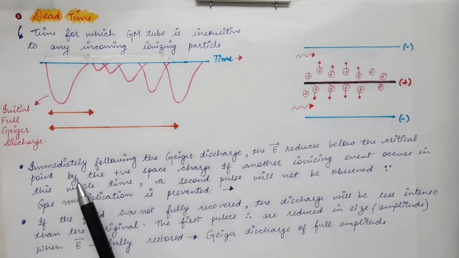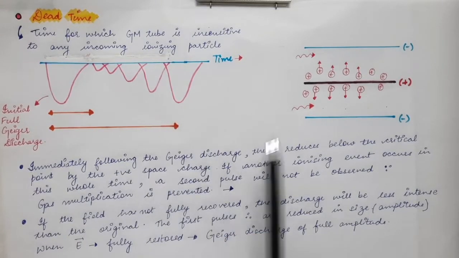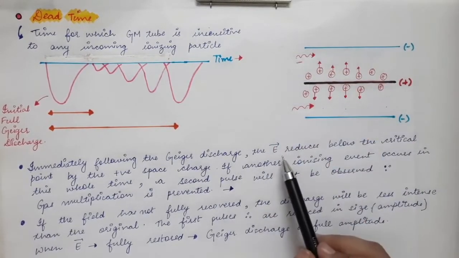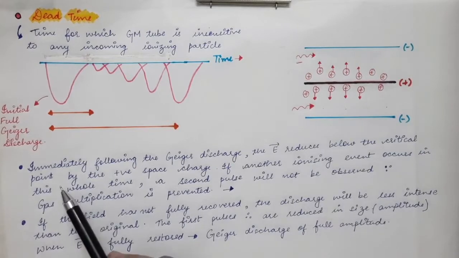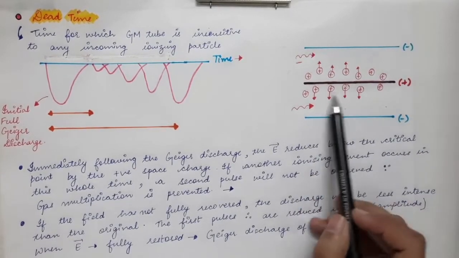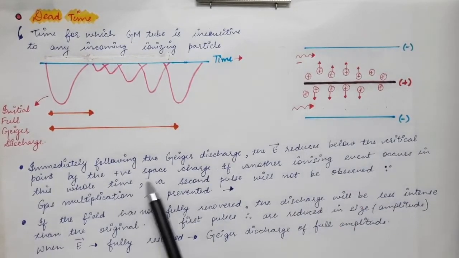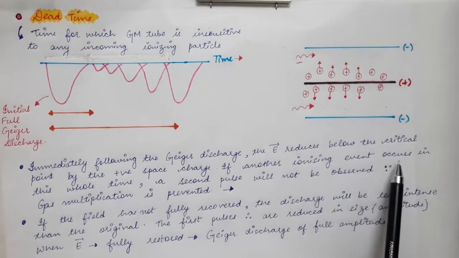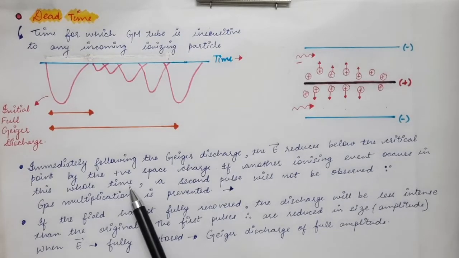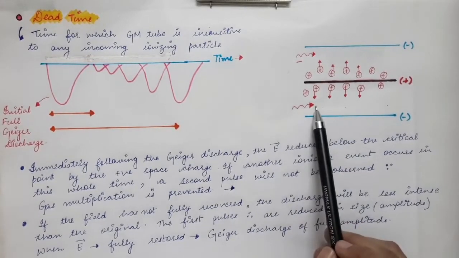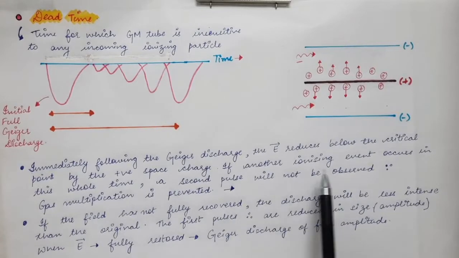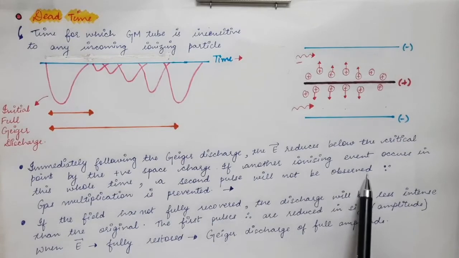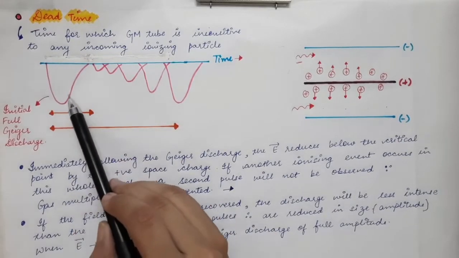So as you can see, immediately following the Geiger discharge due to the first incoming particle, the electric field reduces below the critical point. The electric field around this wire reduces due to the positive space charge, due to these positive ions. If another ionizing event occurs in this whole time, meaning another ionizing particle enters, a second pulse will not be observed because the first pulse is still getting formed.